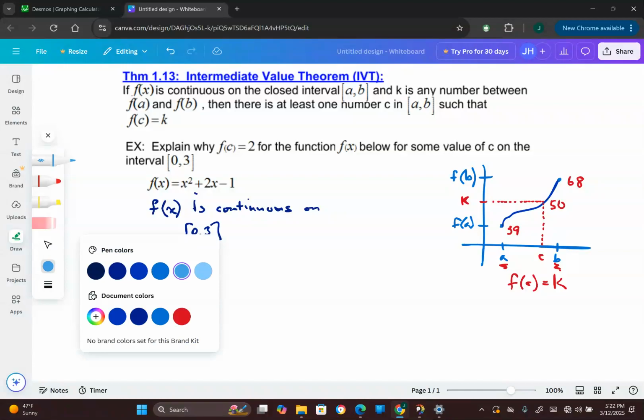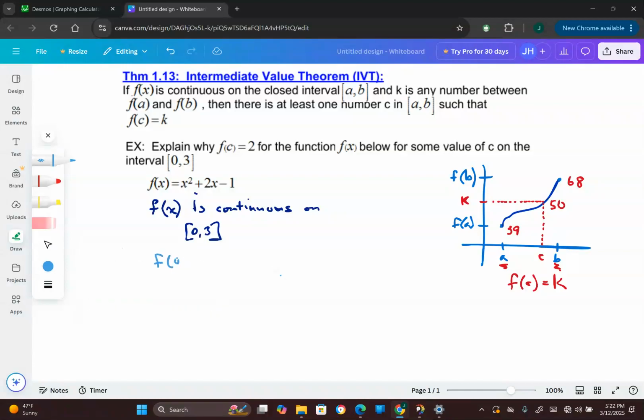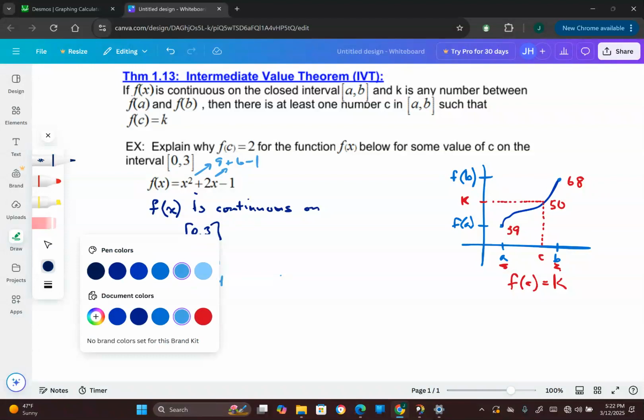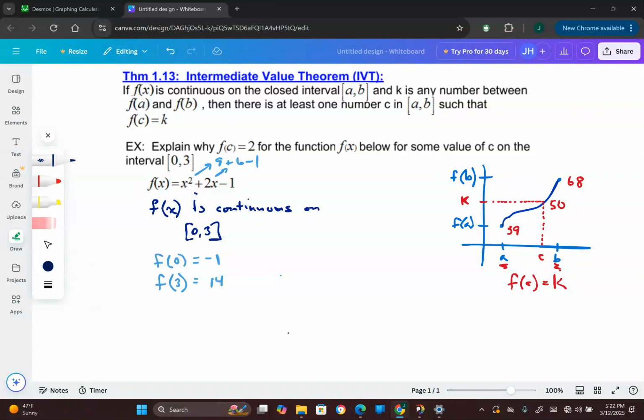The second thing we would want to mention is, what is f of 0? Well, in this case, f of 0 would be negative 1. We also need to know what f of 3 is. Well, 3 squared is 9, plus 2 times 3 is 6, and then minus 1, that would give me 14. So you'll notice the number that I want, y equals 2, 2 is somewhere between those two numbers.